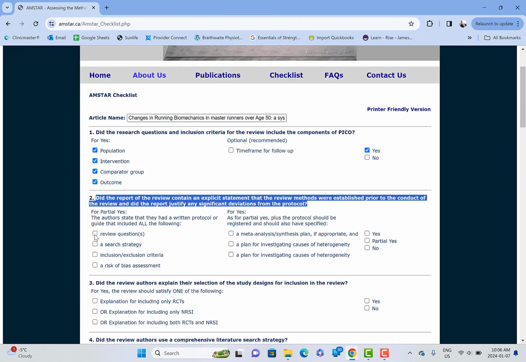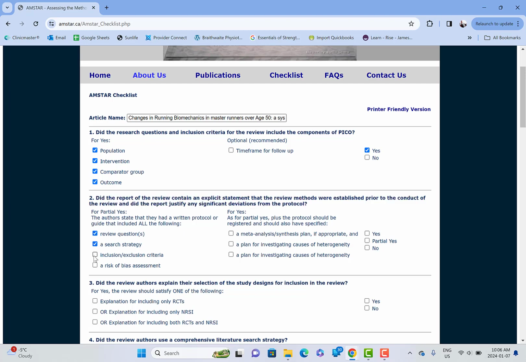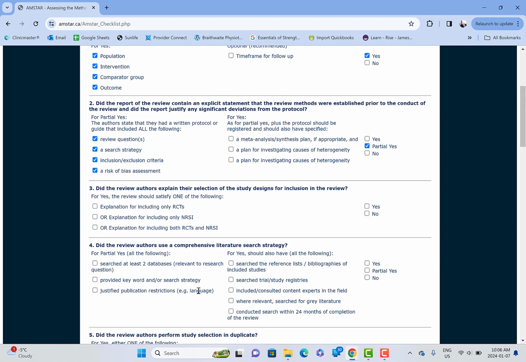The full yes on the AMSTAR asks questions about meta-analyses, and they didn't do a meta-analysis in this systematic review, so that part doesn't apply. So we answer partial yes to this question.